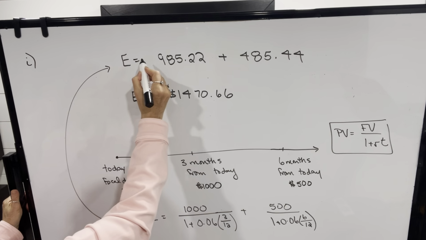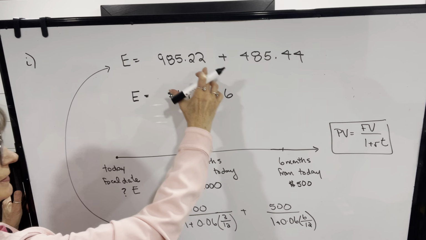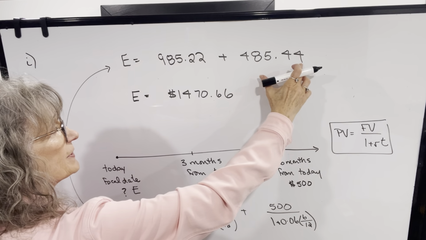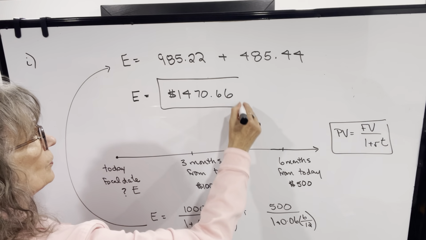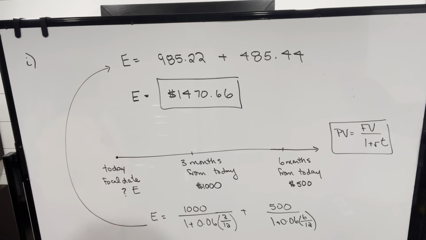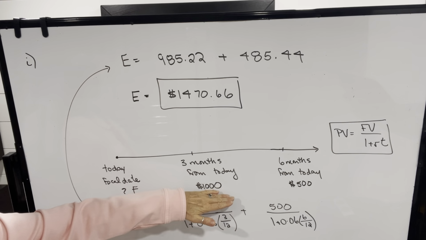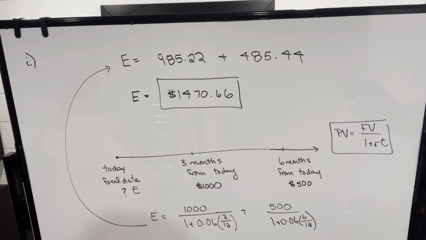Taking this up here, when I do this calculation, I get $985.22. When I do this calculation, I get $485.44. When I add those together, I get $1,470.66. So if Sammy pays that amount today, that will be equivalent to paying $1,000 3 months from now and $500 6 months from now.